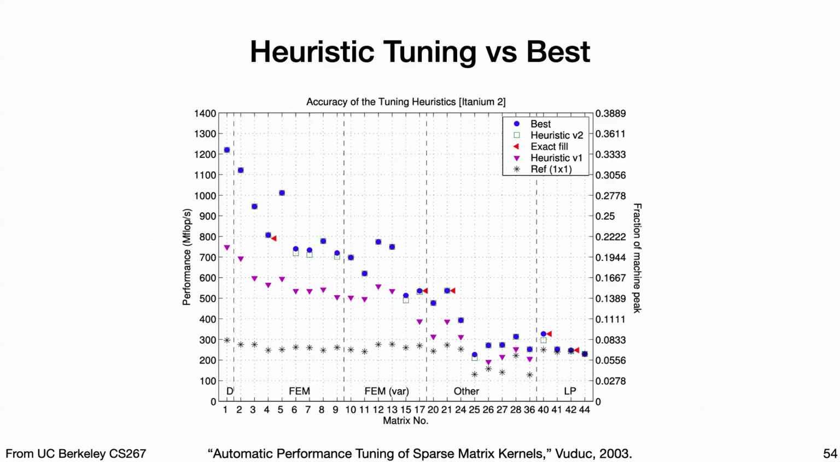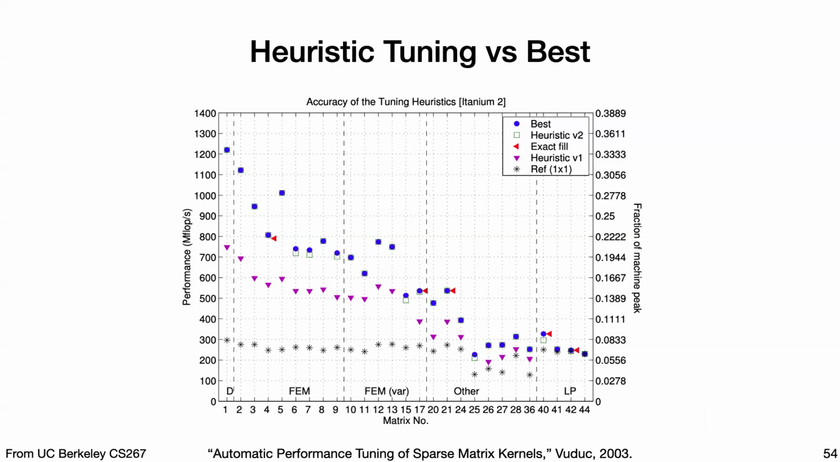Yeah, and this is just some standard results. So blue circle is the best. The y-axis is the performance in terms of megaflops per second. The x-axis is different matrices indexed by the number that they were in this evaluation. And the categories like this FEM is finite element method. This LP is linear program. This is other. So we tried to group them by where they came from.